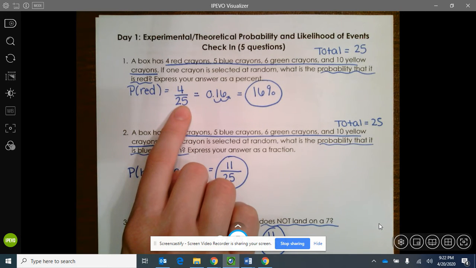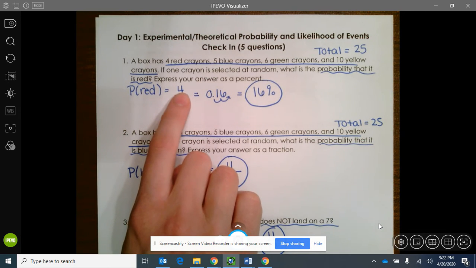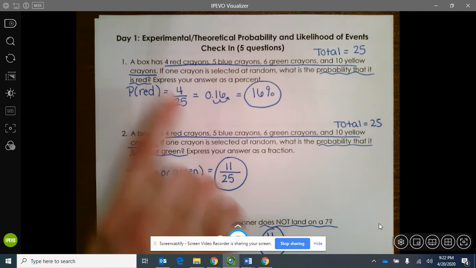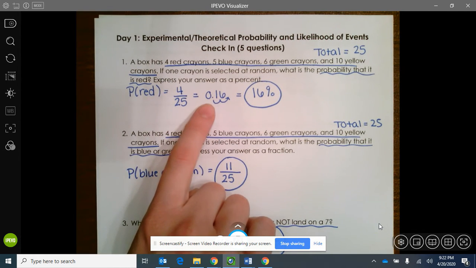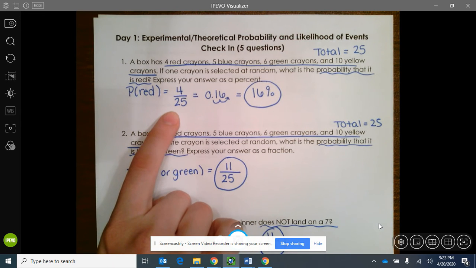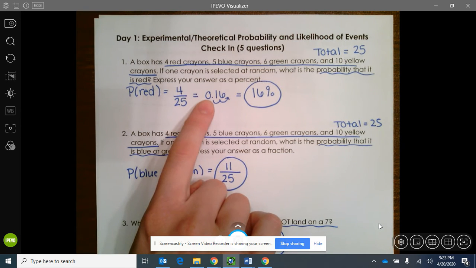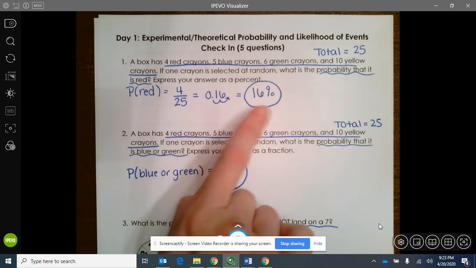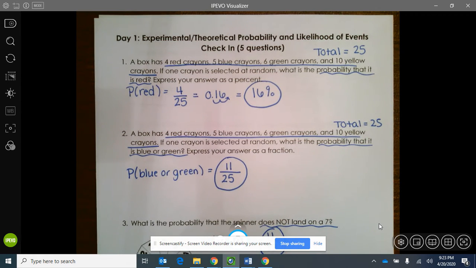So probability of red, here's your probability notation. There are 25 total crayons and 4 are red. So you'd set that up as a fraction, 4 over 25. Now to convert this to a decimal, just take 4 divided by 25. You get 16 hundredths, and then move your decimal point 2 places to the right, gives you 16%. So for number 1, you should have gotten 16%.